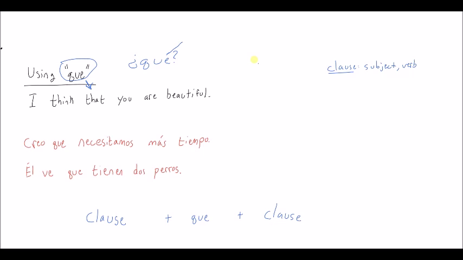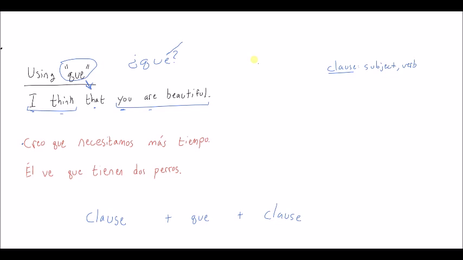I think that you are beautiful. This is the clause 1 that has a subject, I, and a verb, think, and the second part that has a different subject and a different verb. And that unites the two of them. Now in English, that isn't always necessary, but in Spanish, que always is.